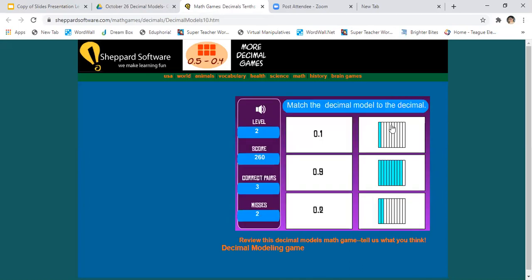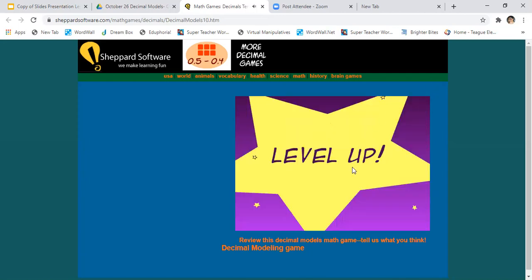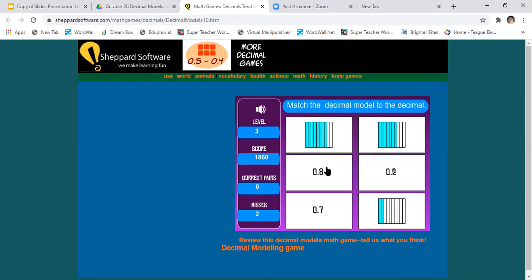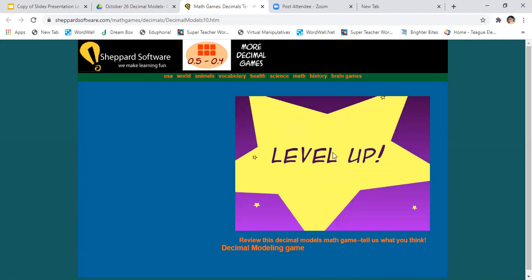Let's level up. So this is 0 and 1/10. This is 0 and 9/10. And this is 0 and 2/10. Go ahead and click here for the next level. Let's level up. And you can do this on your own. Practice, that way you can get some fun time in and do your matching. This is a lot of fun, and then you can level up.